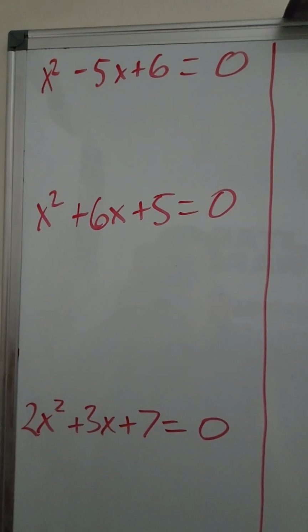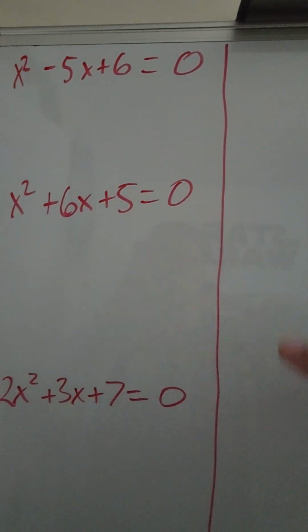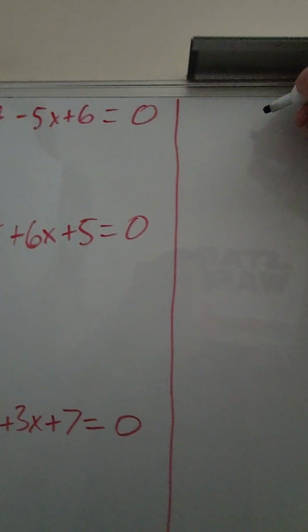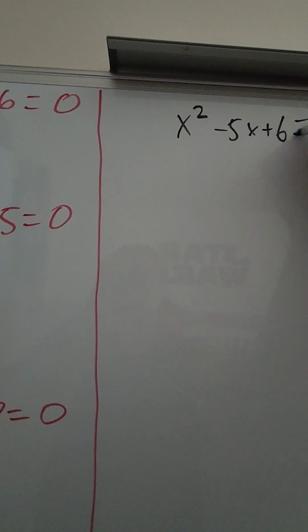So here are two quadratic equations that we have to solve for x in order for it to equal 0, and each one of them uses a different method of factoring. So here's how you do it. The first one: x squared minus 5x plus 6 is equal to 0.